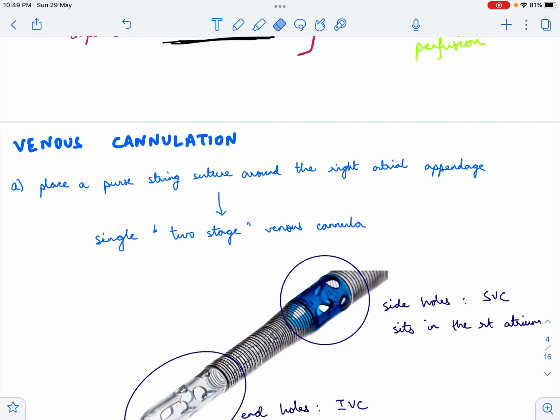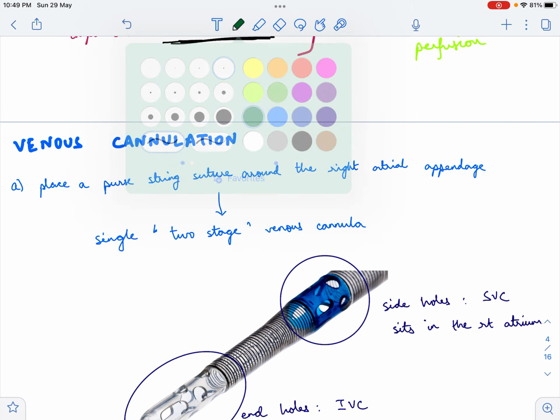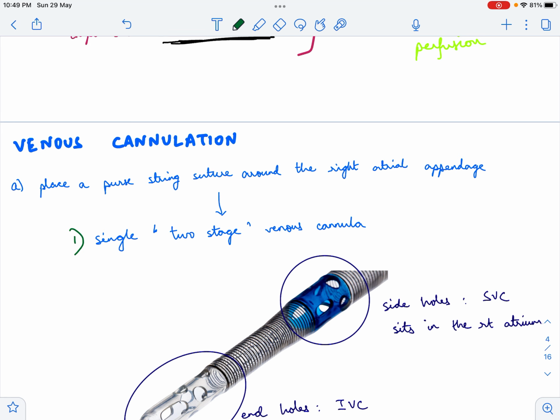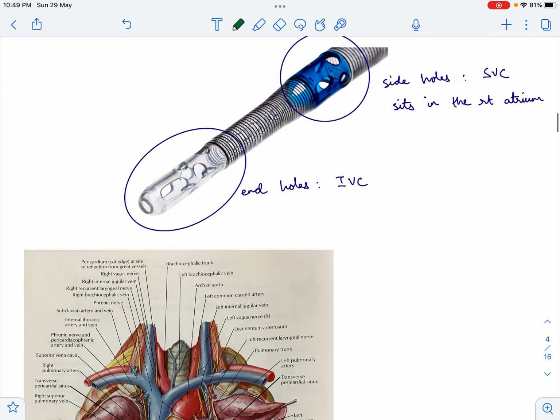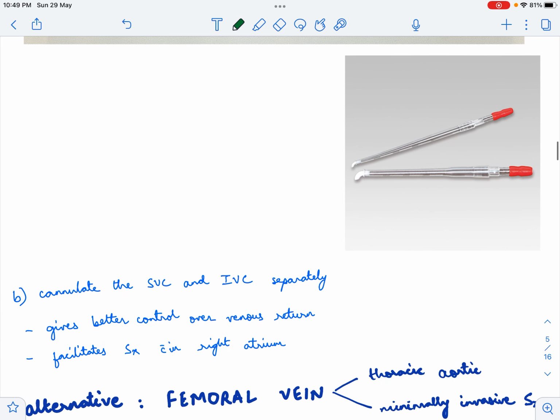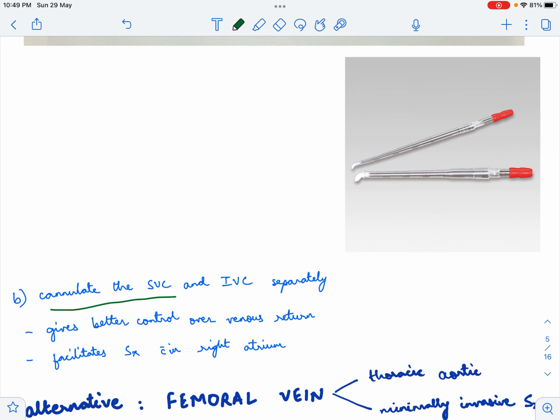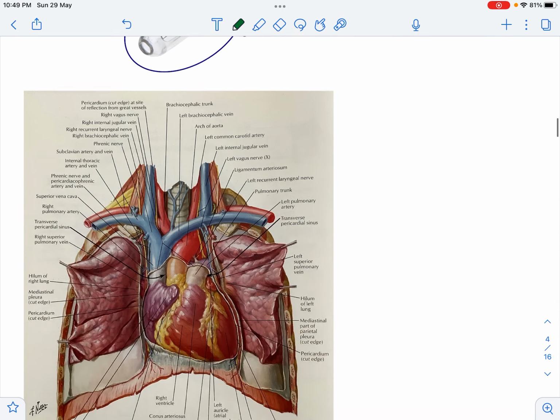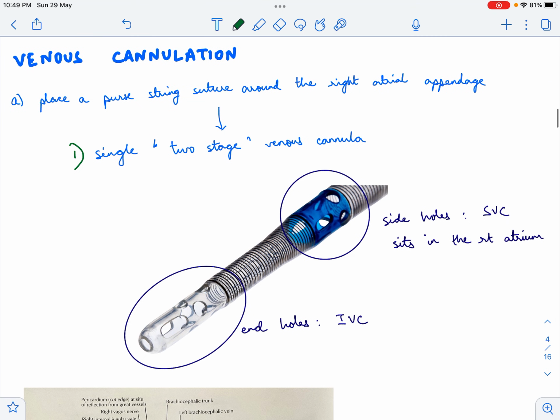You can either use a single two-stage venous cannula, or you can cannulate the SVC, the superior vena cava, and the IVC separately. Now, let us look at each one of them. After you've placed the purse string suture on the right atrial appendage, we have to insert the cannula. First, let us look at this single two-stage venous cannula.